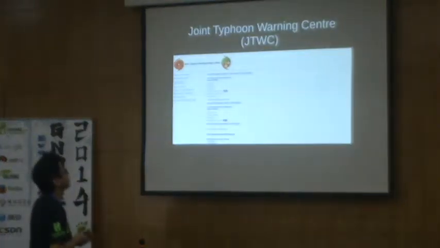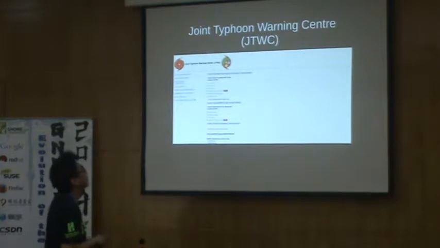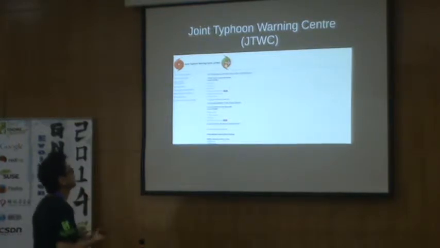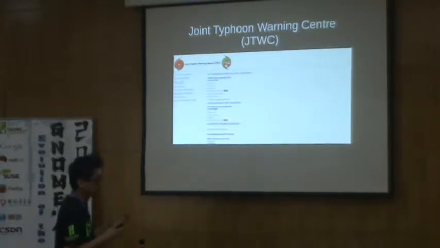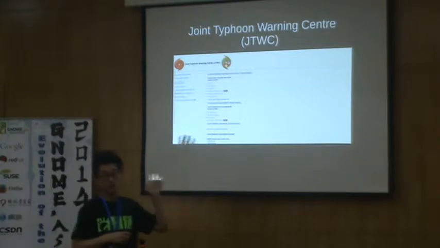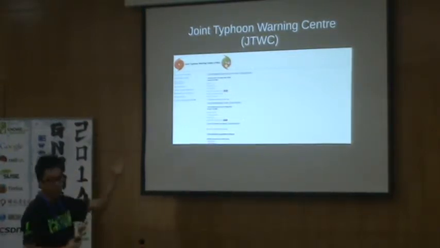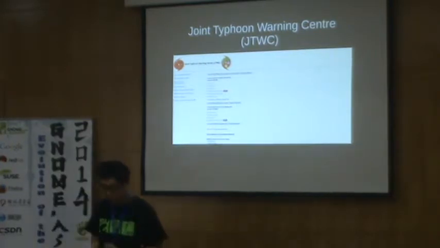This is the website of the Joint Typhoon Warning Center, which provides information on typhoons in different oceans, including the Northwest Pacific Ocean. So we can know whether any typhoon is hitting Hong Kong or Taiwan, something like that.